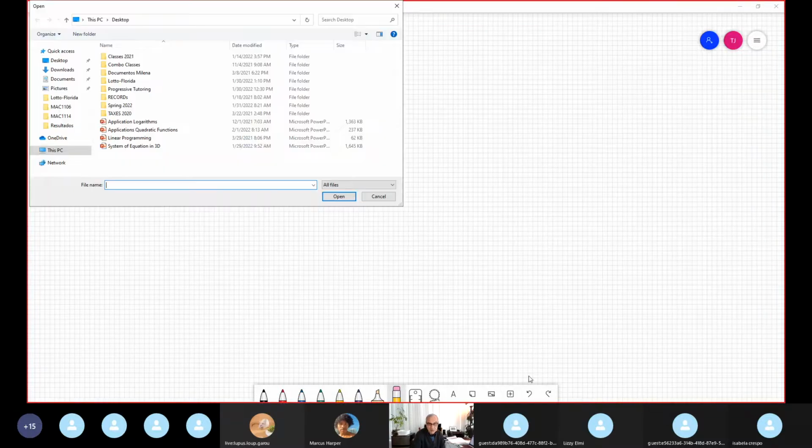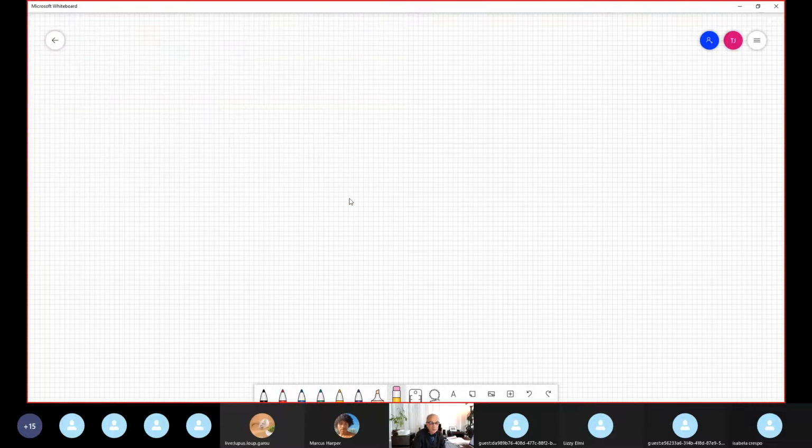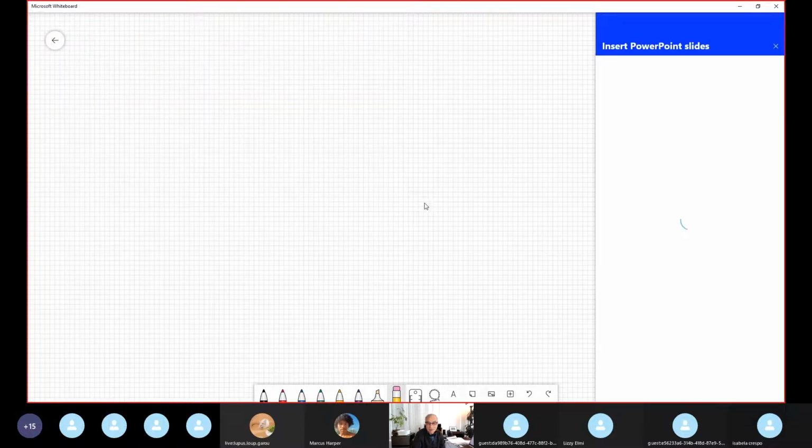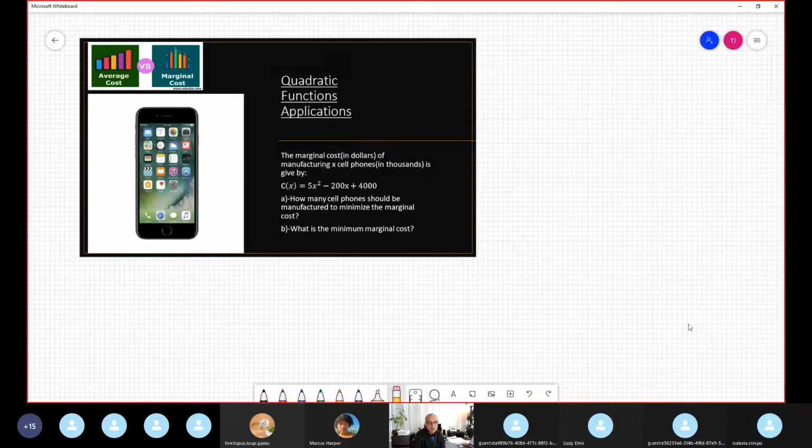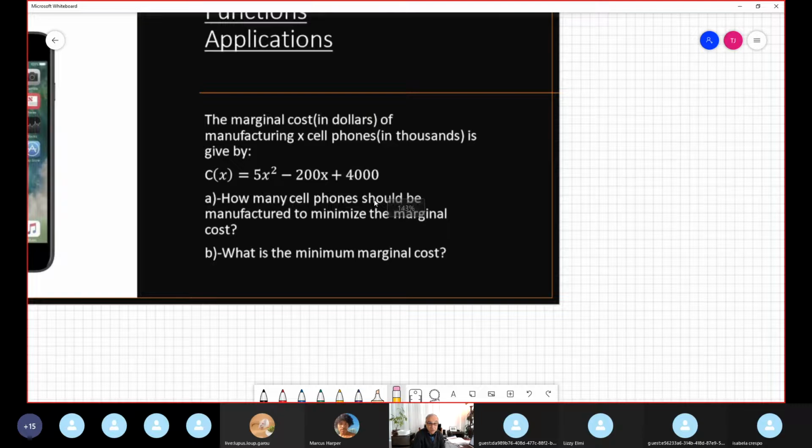Let's move on to the second problem. The second problem is a little bit similar, but something is different. Look, here's the second. Okay, this is the second. The second is about the marginal cost. The marginal cost in dollars of manufacturing x cell phones in thousands is given by this formula.